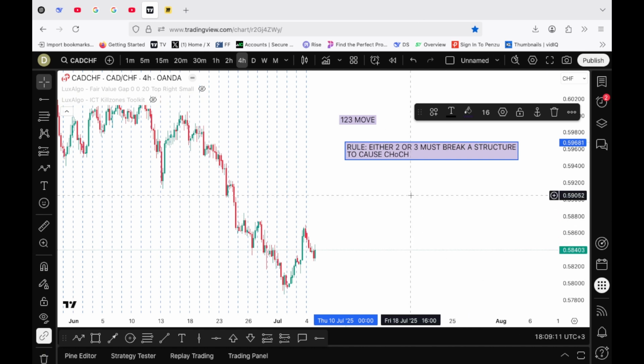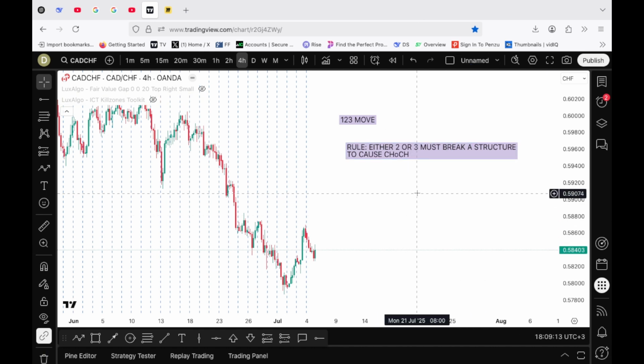So for me, the basic rule of my reading market structure is I want to see a 1, 2, 3 move with 2 or 3 causing a break of structure. Now we are going to go through a number of charts so that I can actually show you that.